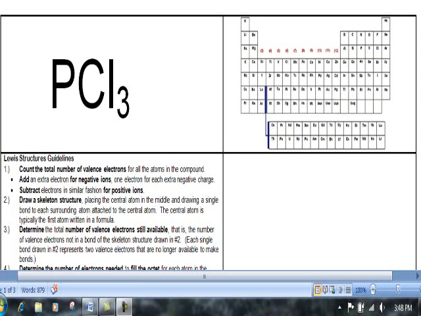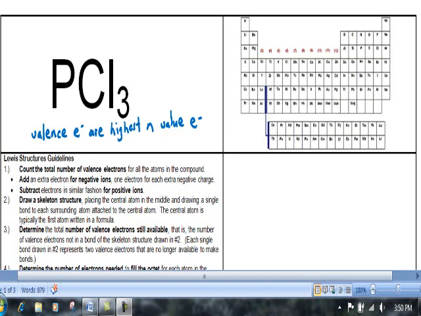As we look at the guidelines for Lewis structures, step 1 indicates count the total number of valence electrons for all the atoms in the compound. Valence electrons are the electrons that are in the highest principal energy level, which would be the same thing as saying the highest n value would determine the number of valence electrons. If we look at the periodic table, we can readily determine the number of valence electrons.